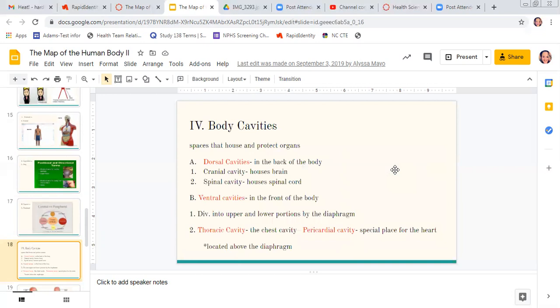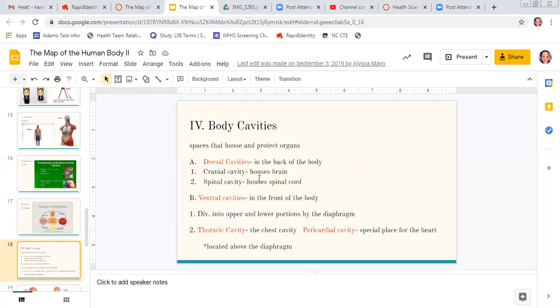Next, we're moving on to body cavities. And I know it seems like we have a lot here, guys, but I'm going to leave it up to you to take your notes and make sure you have this information readily available to you in a neat and organized fashion, just like we've been practicing with notes, okay?